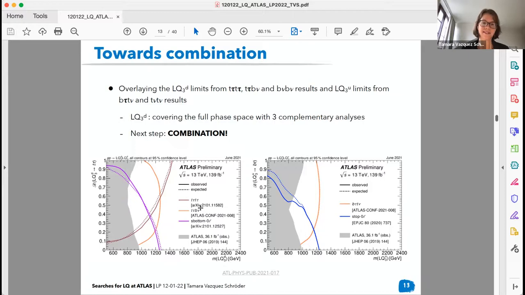That's right. I understand. So you basically make sure you're sitting in a place where you have essentially zero correlation. Therefore, you can make a combination. That's right.